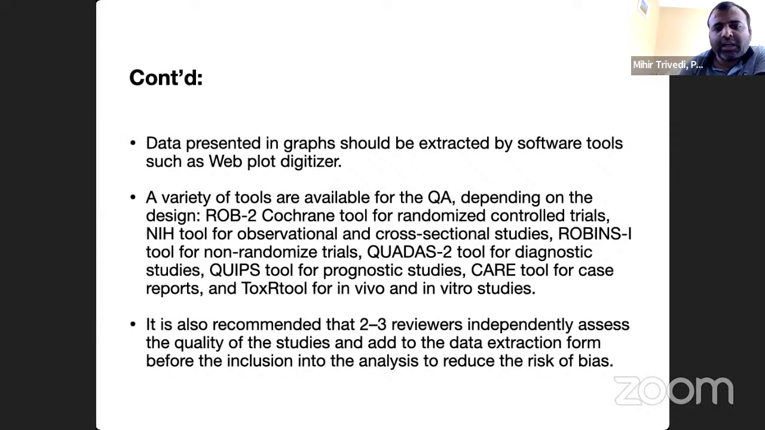A variety of tools are available for the QA depending on the design: ROB 2 Cochrane tool for randomized controlled trials, NIH tool for observational and cross-sectional studies, ROBINS-I tool for non-randomized trials, QUADAS-2 tool for diagnostic studies, QUIPS tool for prognostic studies, CARE tool for case reports, and ToxR tool for in vivo and in vitro studies. It is also recommended that 2 to 3 reviewers independently assess the quality of the studies and add it to the data extraction form before inclusion into the analysis to reduce the risk of bias.